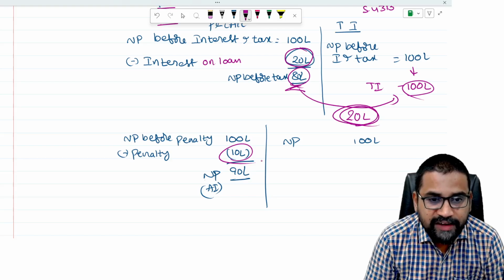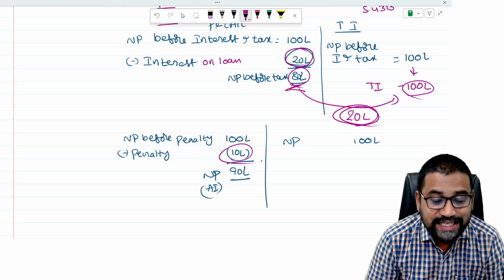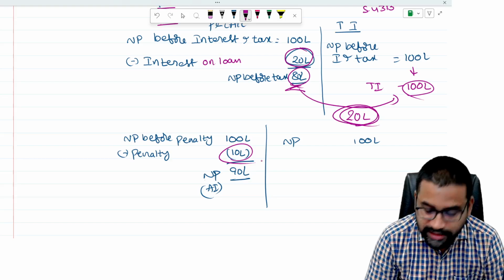Any penalty paid for violation of law, is it allowed as per the Income Tax Act? No, they are not allowed. Section 37. They are not allowed. Any penalties you paid, they are not allowed.